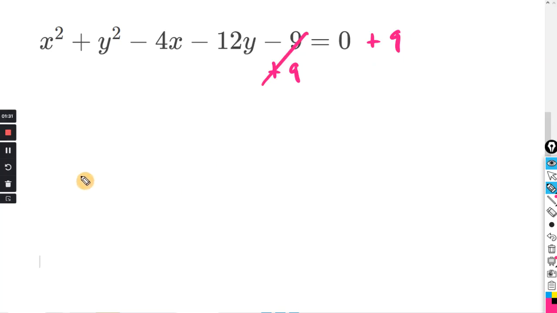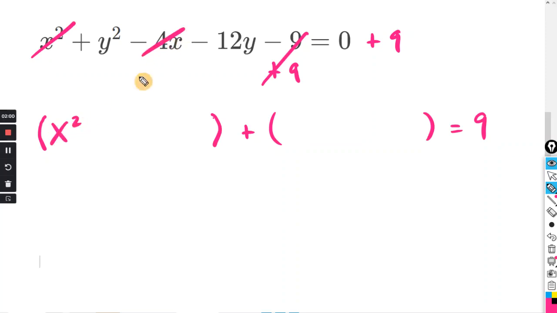All right, the next step is to group the x's and the y's together. Use parentheses, a plus sign, parentheses again, and that's going to equal 9. The x's will go right here. We want to write the exponents in decreasing order, largest exponents first. So we have x squared minus 4x, and you want to leave plus a blank space, which we'll get to in a minute.